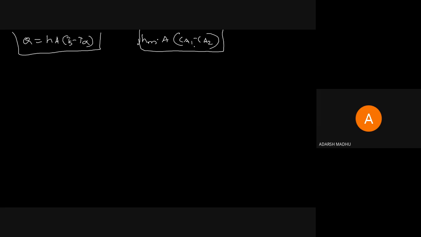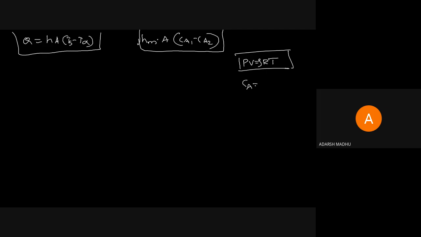CA1 and CA2 can be found by using the equation PV equal to rho RT. You know that the concentration gradient or concentration factor is analogous to density. Concentration is nothing but density itself.